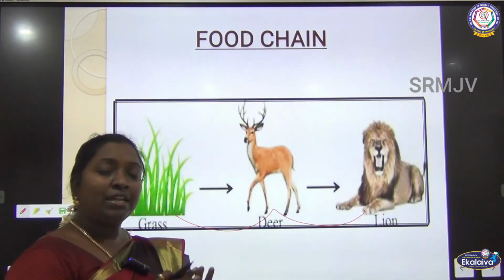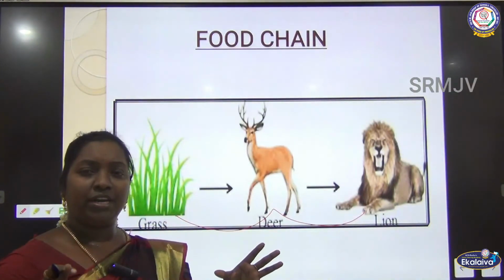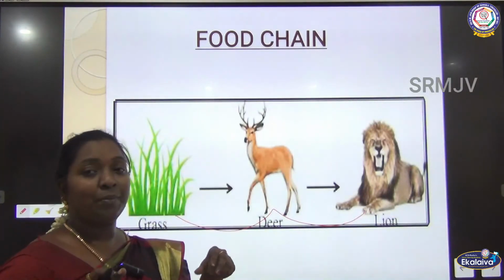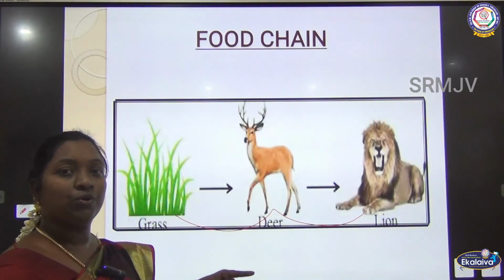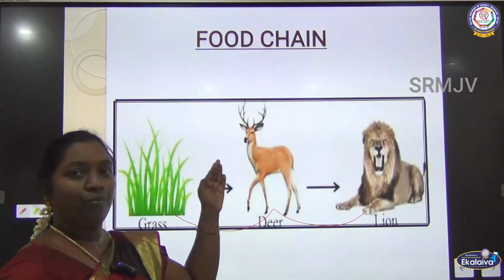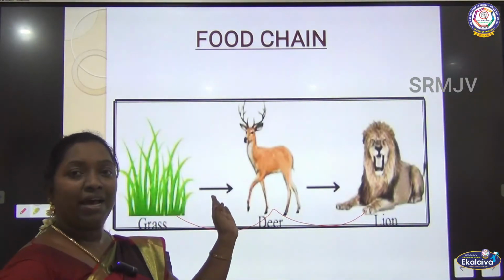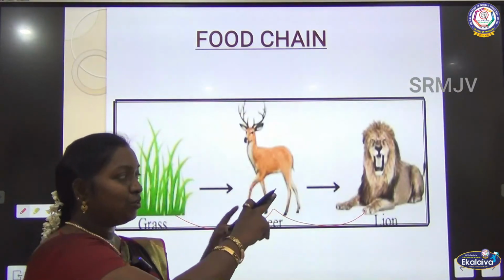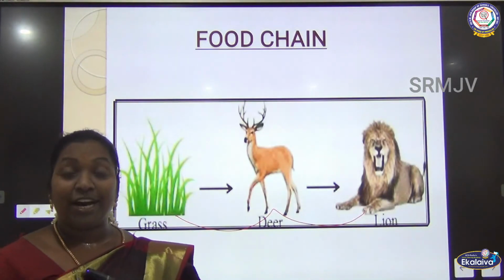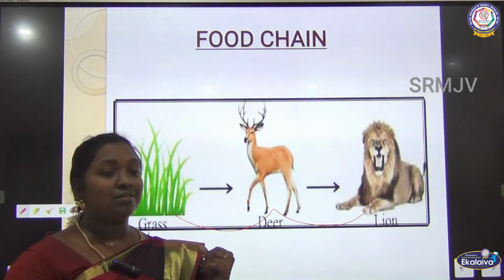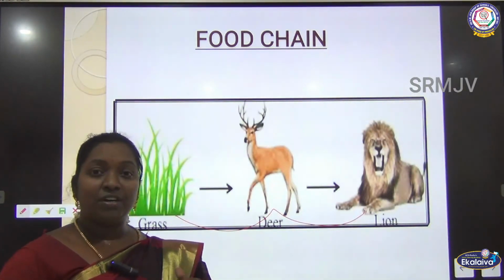And in the animal kingdom, there are different varieties of animals. All depend on plants. Through this example you will come to know that a plant is eaten by a plant-eating animal, and that plant-eating animal will be eaten by another animal. So this is called the food chain. I hope you all have understood the content we have learned so far.